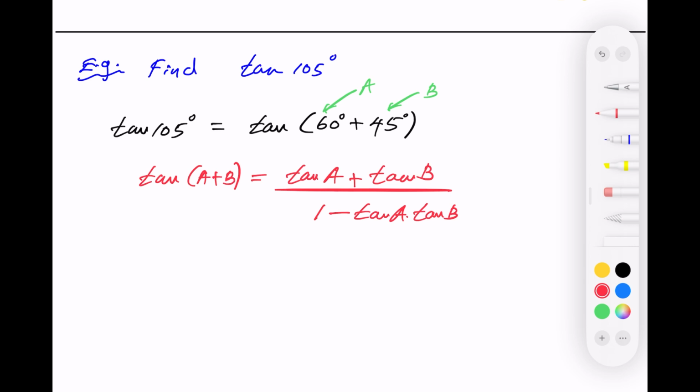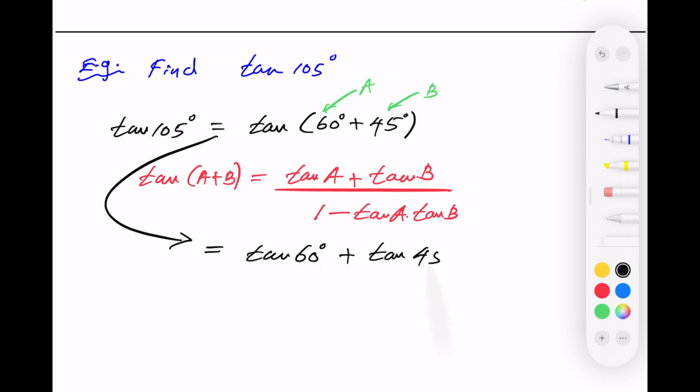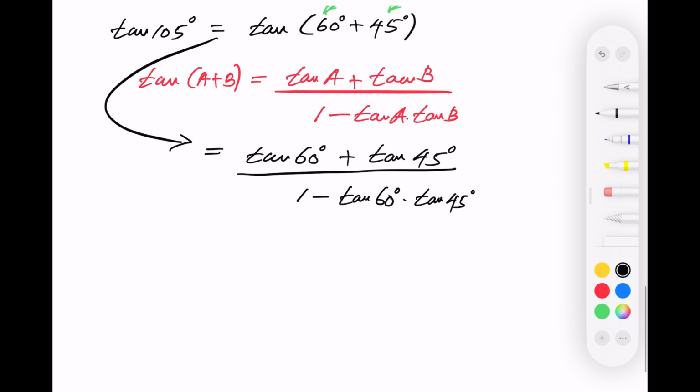With A equals 60 degrees and B equals 45 degrees, we can write down tangent 105 degrees as, on the numerator, tangent 60 degrees plus tangent 45 degrees. All of that should be divided by 1 minus tangent 60 degrees times tangent 45 degrees. Now we can do some further simplifications of that.